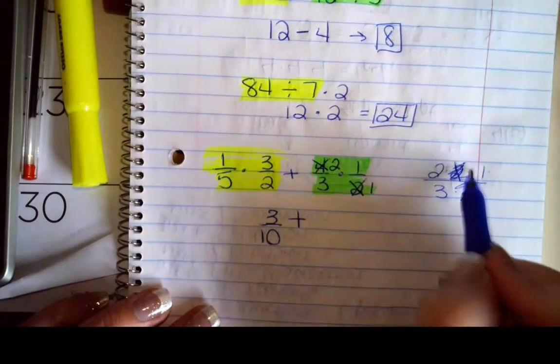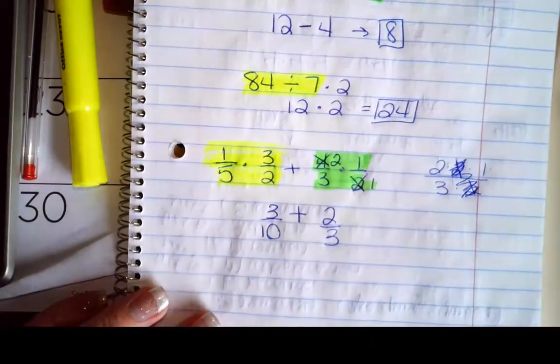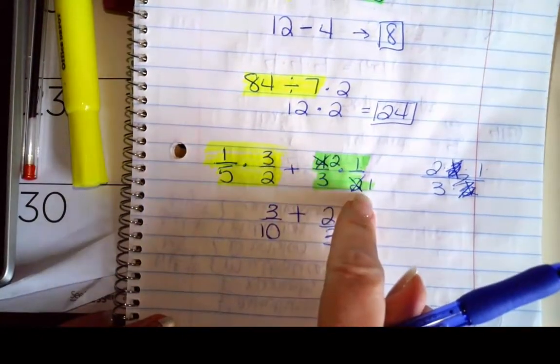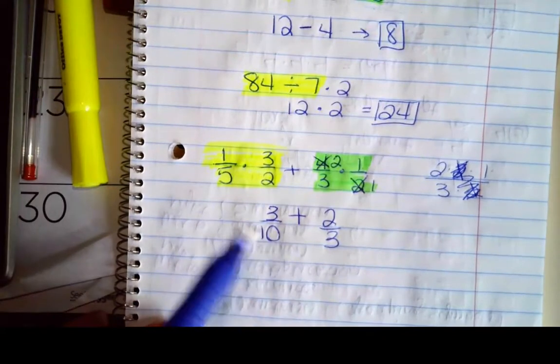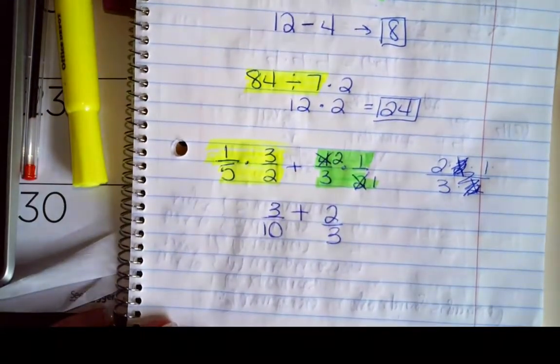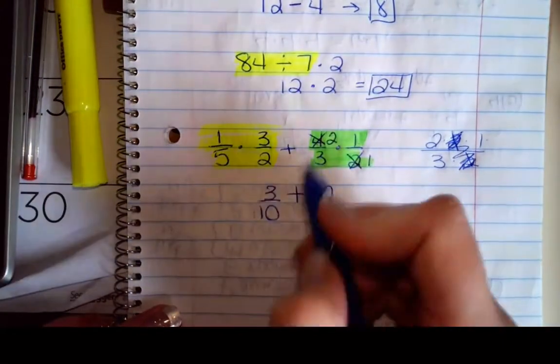Okay, so straight across the top gives me a 2. Straight across the bottom gives me a 3. So you'll want to start saying, all right, both of those are divisible by 2. I can do that in my head. So 4 divided by 2 is 2. 2 divided by 2 is 1. So really and truly, you just divided out these 2's. All right, now I've got addition.